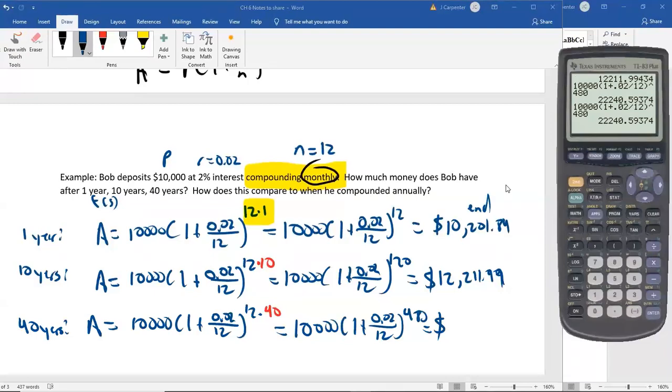Which is $22,240.59. Now, let me show you if I'd done this wrong.